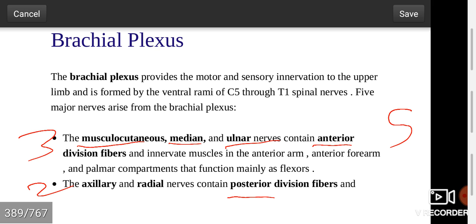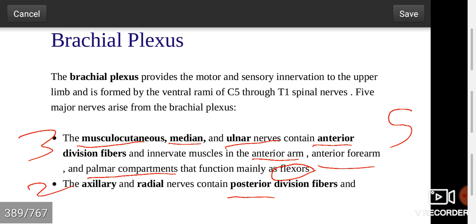As they are arising from the anterior division fibers, they innervate the anterior compartment of the limb. So they innervate the anterior arm, anterior forearm, and the palmar compartments. And these nerves which are arising from anterior division and innervating the anterior compartment function as flexors. It means they are flexing the joints.